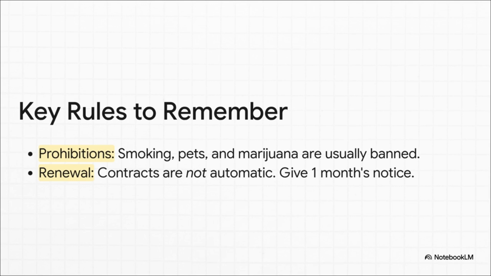First, most modern condos are really strict about a few things. No smoking, no pets, and no marijuana. Second, and this one is critical, your lease does not automatically renew. You can't just assume you can keep living there. You have to tell your landlord you want to stay, usually about a month before your contract is up, or you might find yourself having to move out unexpectedly.